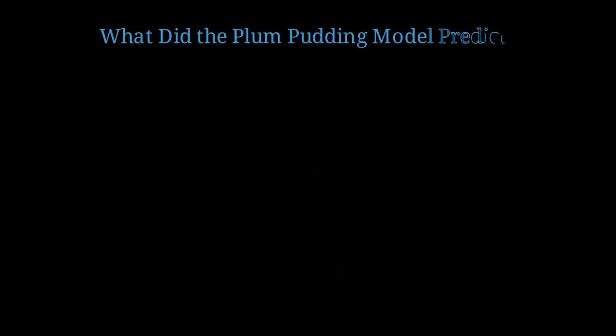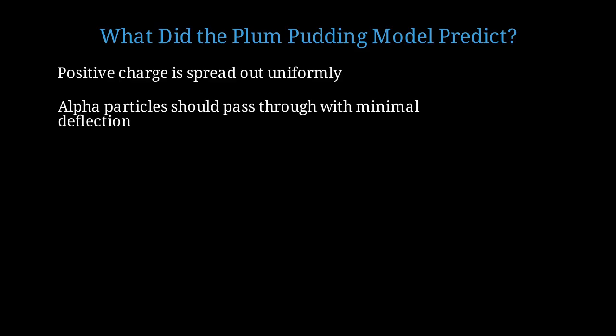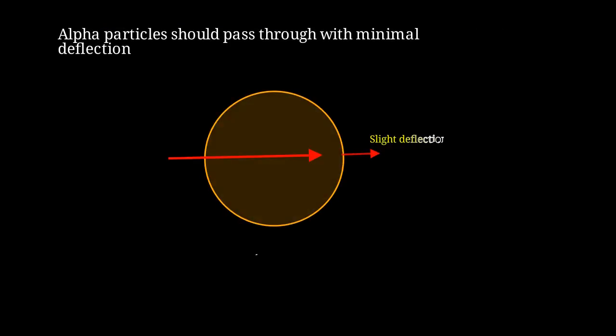Let's think carefully about what the Plum pudding model predicted. This is crucial for understanding why the results were so shocking. In the Plum pudding model, remember, the positive charge is diffuse, spread out over the entire atomic volume. This means that when a massive, fast-moving alpha particle encounters this diffuse positive charge, it should experience only very small deflections. The alpha particle might be deflected by a small angle, maybe a degree or two at most, as it passes through this diffuse positive charge.